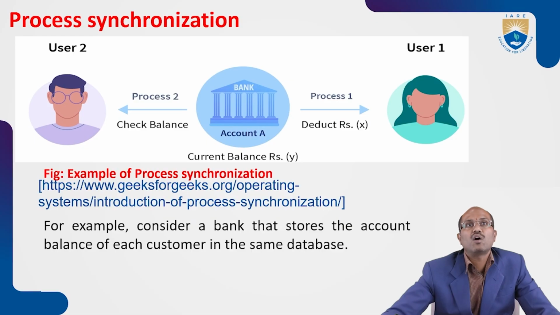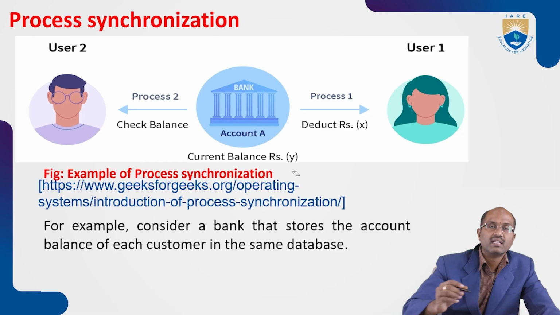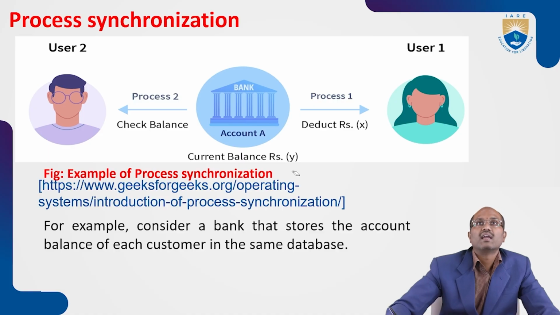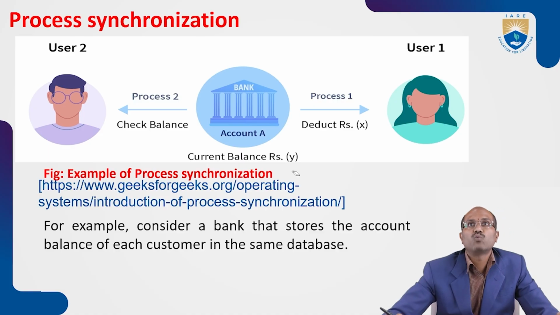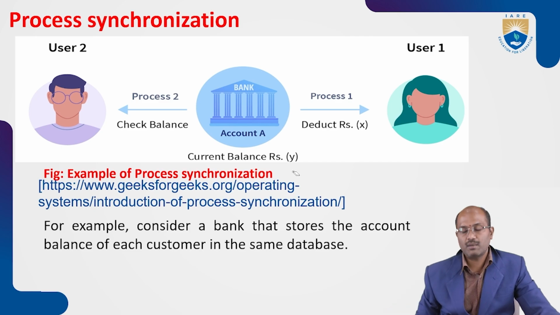Let me give an example for this. Take a bank application, with user 1 and user 2. There is an account in the bank, and the current balance, let me take it as Y, in account A. Process 1 deducts from that same account and process 2 checks the balance of the same account. The bank stores the account balance of each customer in the same database.